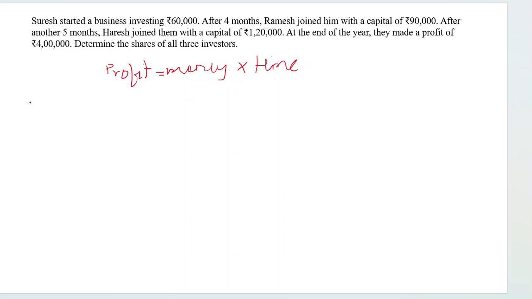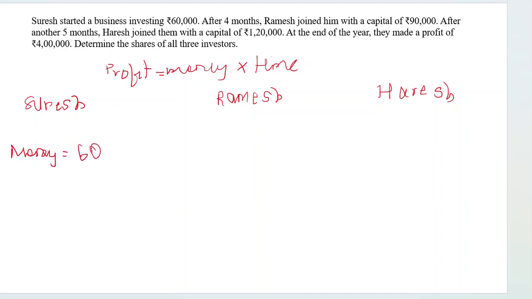Now, there are 3 people: Suresh, Ramesh, and Harish. Money for Suresh is 60,000. Money for Ramesh is 90,000. And money for Harish is 1,20,000.